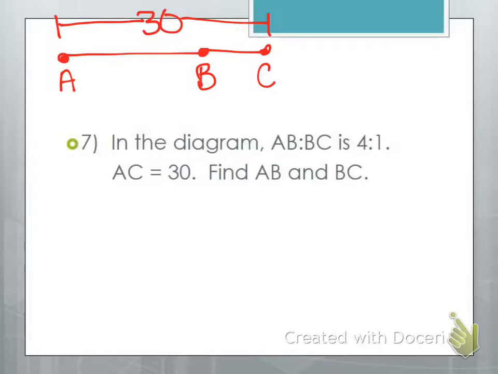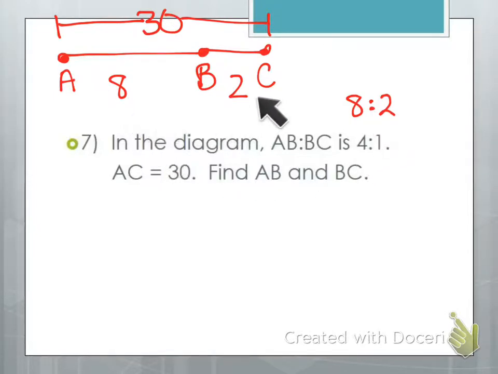When we do problems like this, we need these segment lengths, AB and BC, to be kept in the ratio of 4 to 1. So for example, the side lengths could be 8 and 2, because 8 compared to 2 would reduce to 4 to 1. Right? 8 to 2 would reduce to 4 to 1.